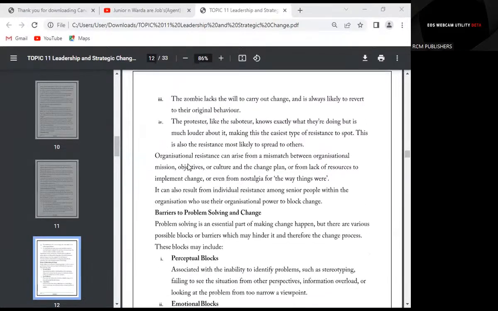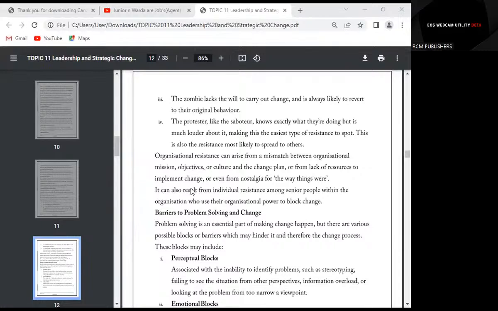Then we have organizational resistance, which can arise from a mismatch between organizational mission, objectives or culture and the change plan, or from lack of resources to implement change, or even from nostalgia for the way things were. So you can see some of the reasons why there could be resistance. People maybe don't understand the vision, the mission of the company, the objectives, or there's a different organizational culture that doesn't welcome the change, or there's a lack of resources to implement a change.